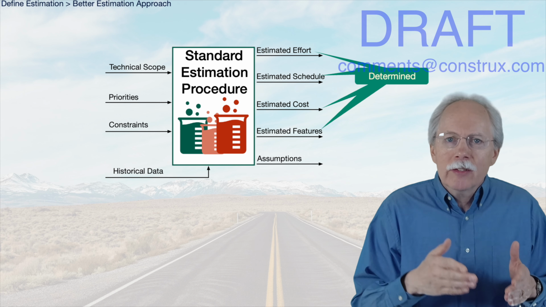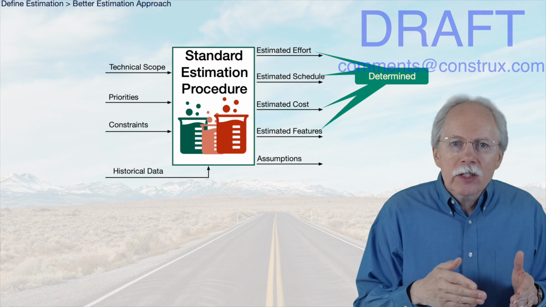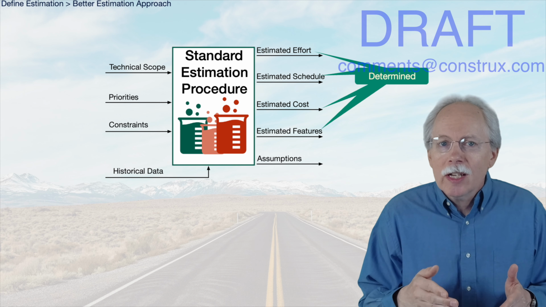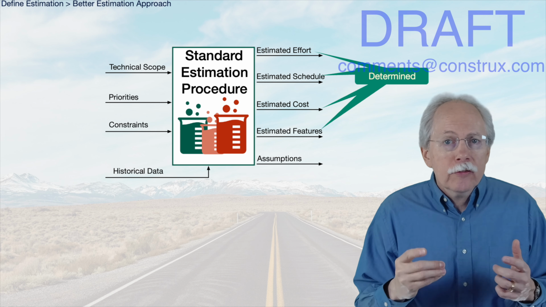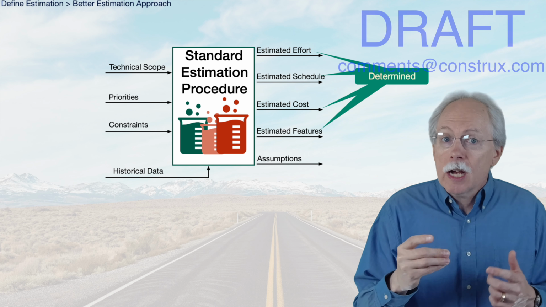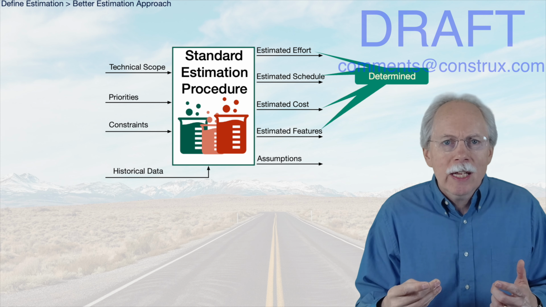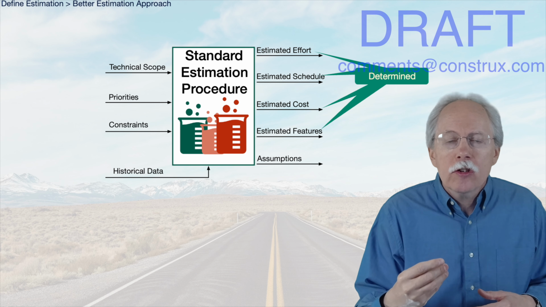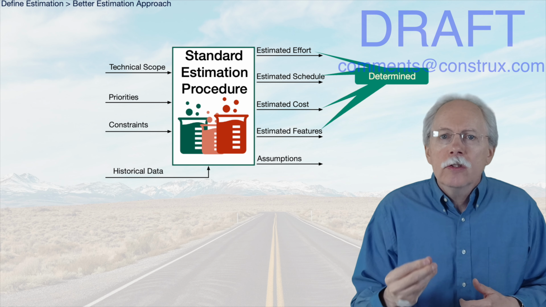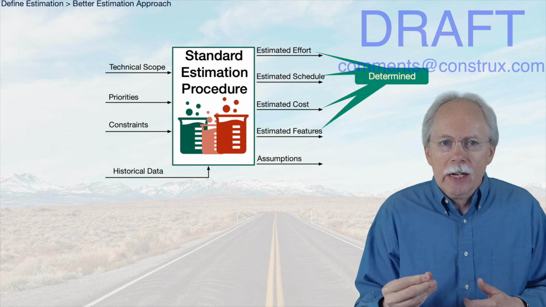The primary estimate is our estimated effort. Converting size into effort using a calibration is the primary goal of the procedure. From effort, we can use formulas in the procedure to generate a cost estimate, a schedule estimate, and if the schedule is fixed and not estimated, a feature or value estimate. Those are the estimates the procedures should generate.